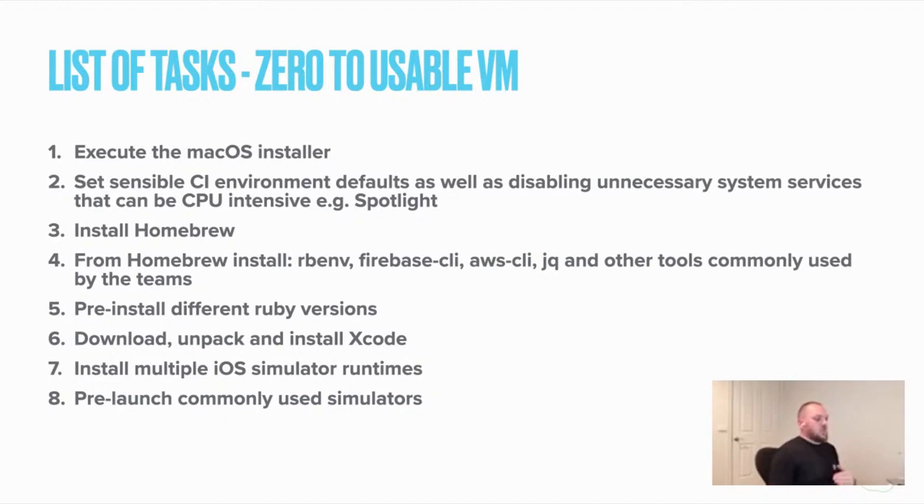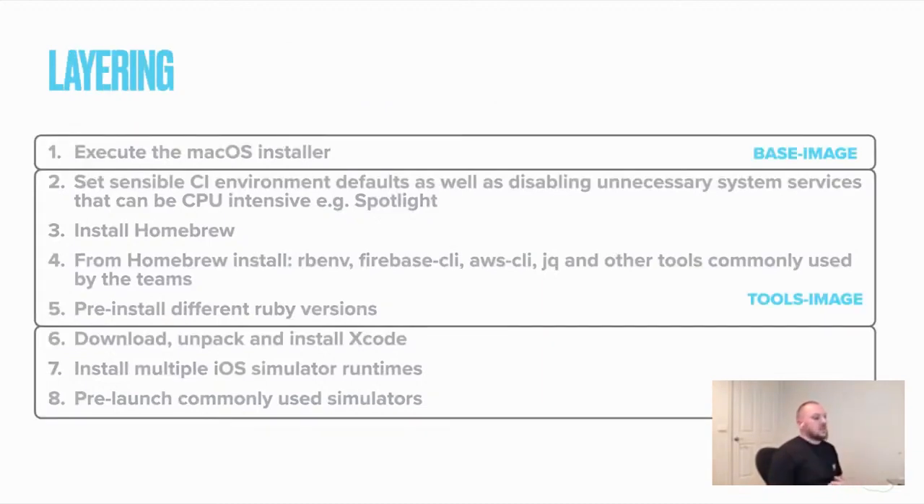And one of the ways that we cut down on this is we layer this. So we have one image that just has the macOS installer complete in it, and that's the base image, and that kind of gets used as a reference. We then take that reference base image and we build the tools image. So that's Homebrew, Ruby, all of the versions of Ruby, all the other command line tools, and that I call the tools image.